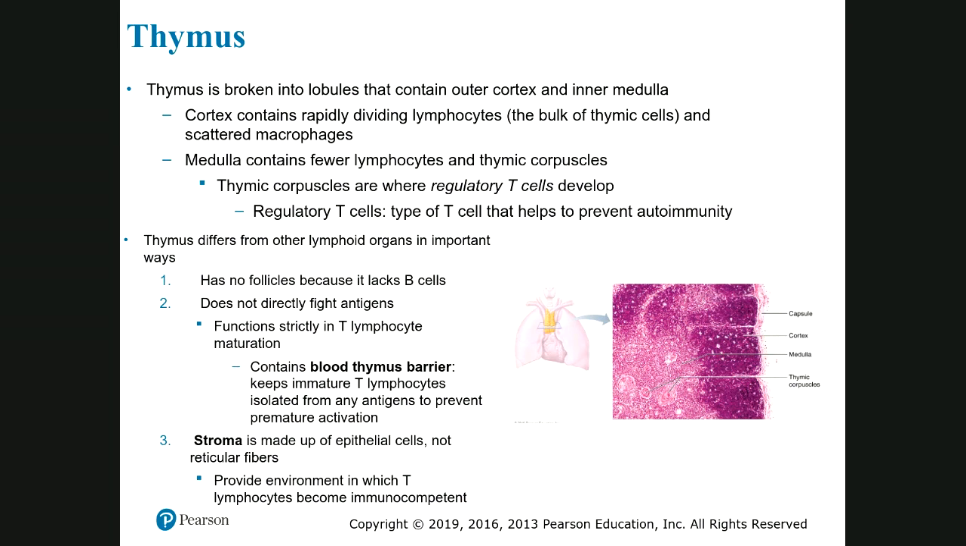As you can see, we don't see any follicles in the thymus, and it does not fight antigens directly, so it doesn't have B cells.